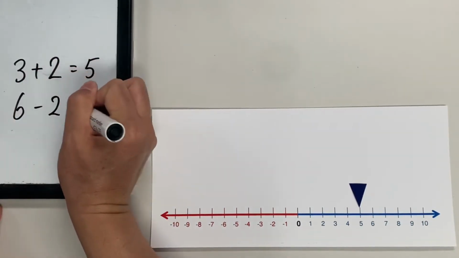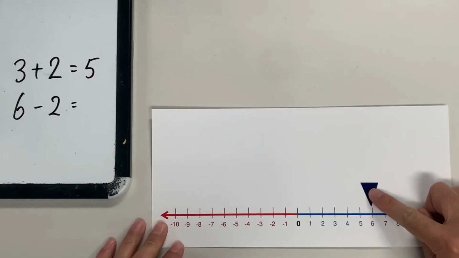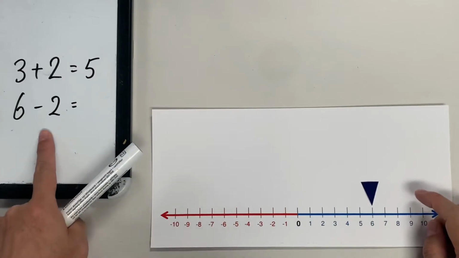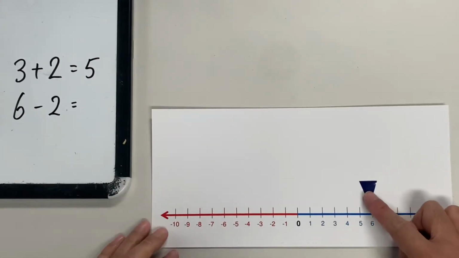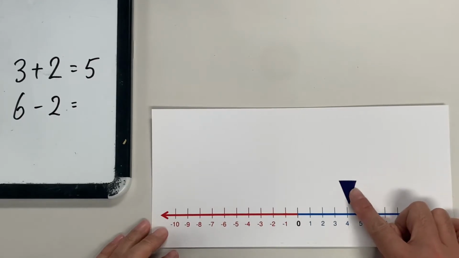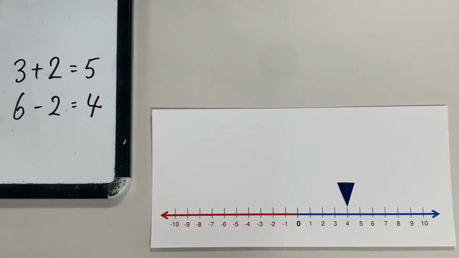For example, 6 take away 2. Usually we start from the 6. Then we move towards this way, 2. Minus 2. 1, 2. Answer is 4. Are we good?